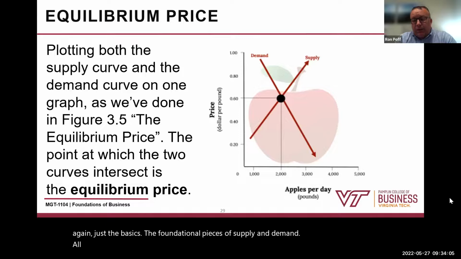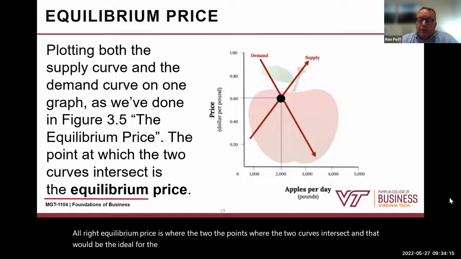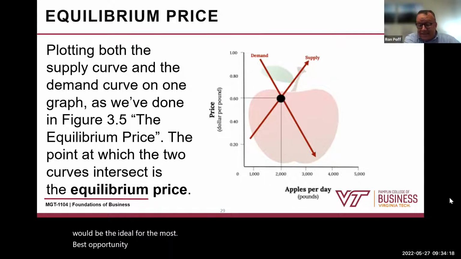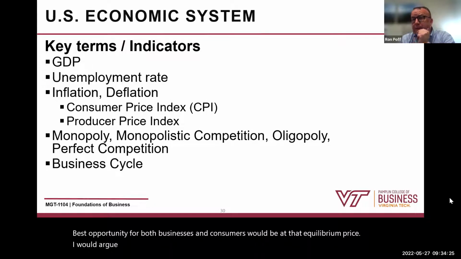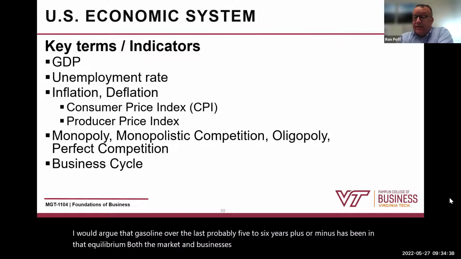All right, equilibrium price is the point where the two curves intersect, and that would be the ideal, best opportunity for both businesses and consumers. I would argue that gasoline over the last 5 to 6 years, plus or minus, has been in that equilibrium. Both the market and businesses seem to be pretty satisfied with where things were at that time.